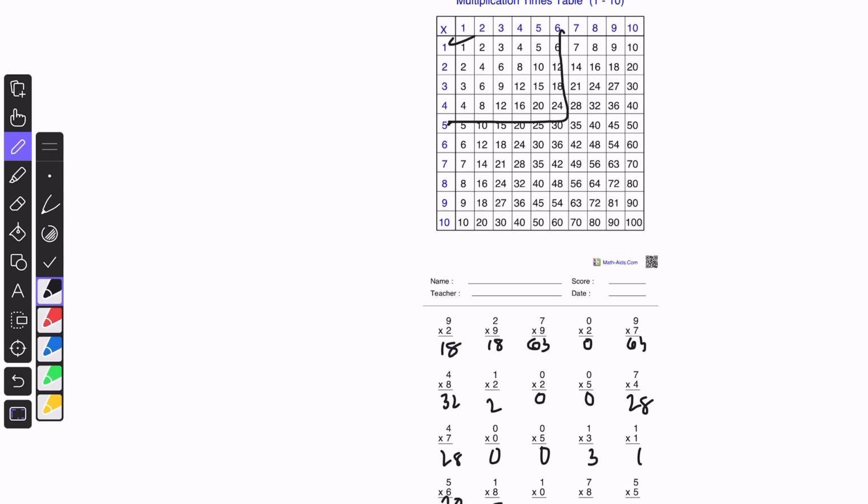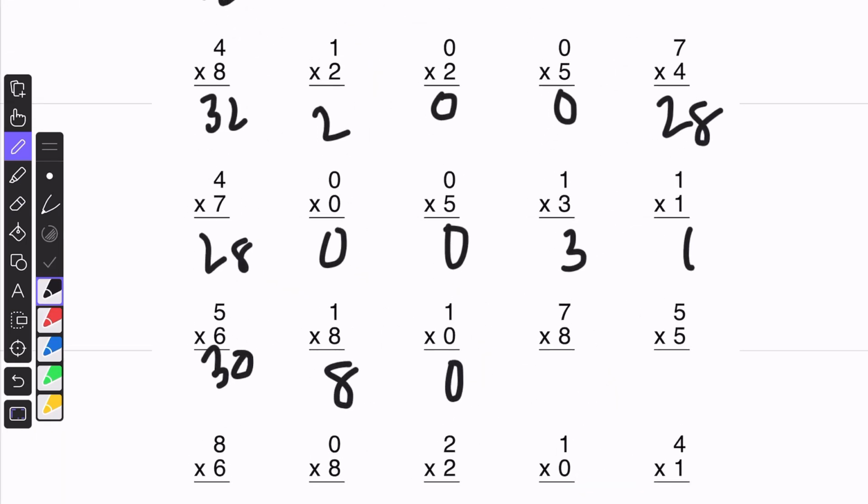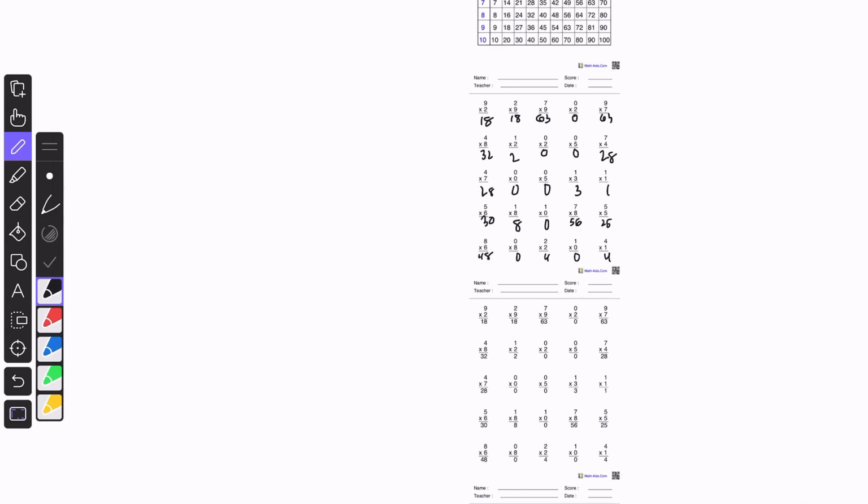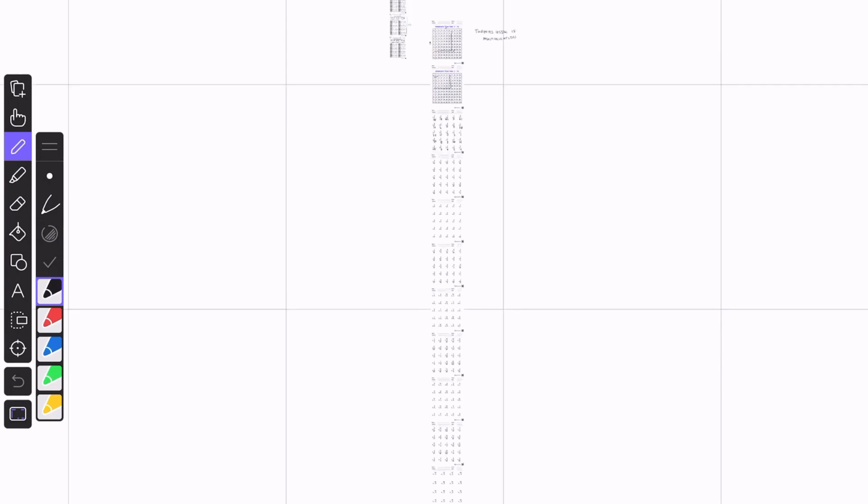1 times 8, that's 8. Anything times 0 is going to be 0. 56. 25, 48, 0, 4, 0, and 4. It honestly just takes a lot of practice and more muscle memory from doing all these. Okay.